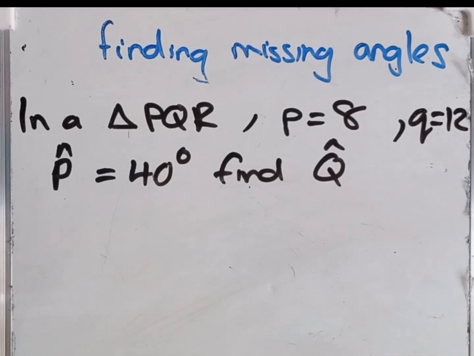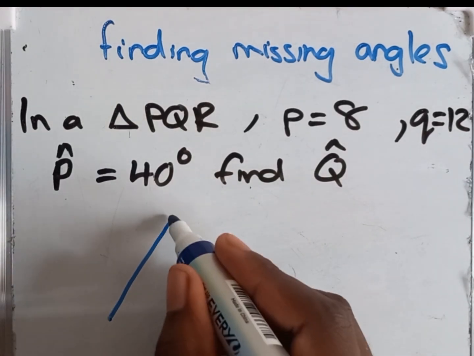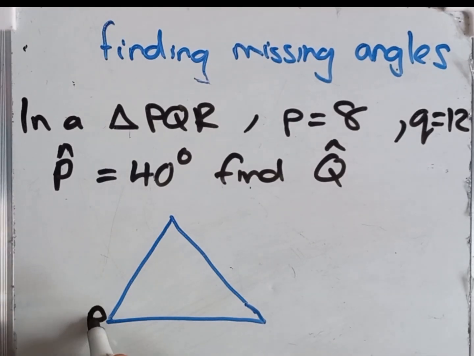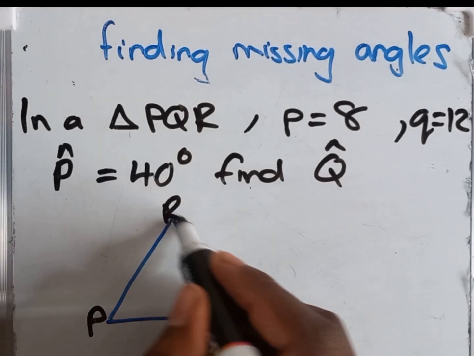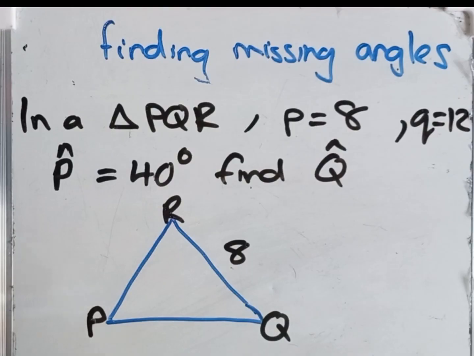This time our question reads, in a triangle PQR, p is equal to 8, q is equal to 12, angle P is equal to 40 degrees. Find angle Q. So we are going to draw our diagram, and we plug in the values. We calculate the value of angle Q. So here we are going to draw this triangle. This time let us start with our P here. So P, Q, R. Opposite to P, we are given p is equal to 8.